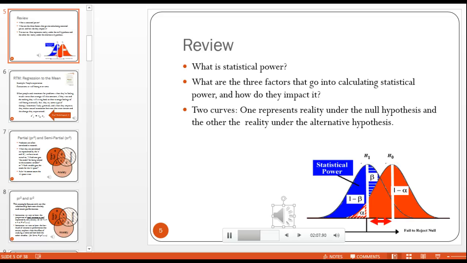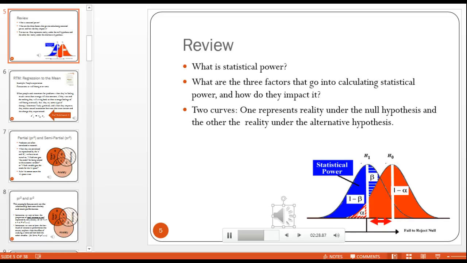So we have two factors that impact power that we have control over. We have our alpha, which we can make larger. We just have to justify it when we're turning in the study for publication. And we have our n size, which we sometimes have control over if we have resources to do so.